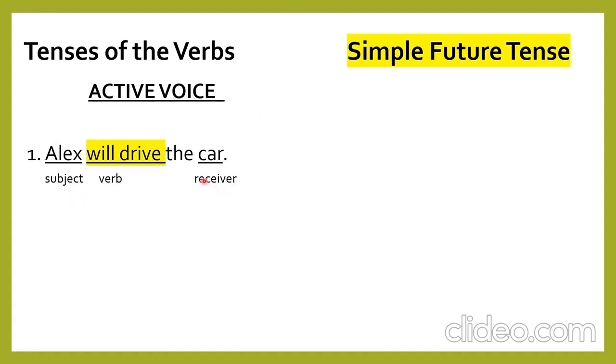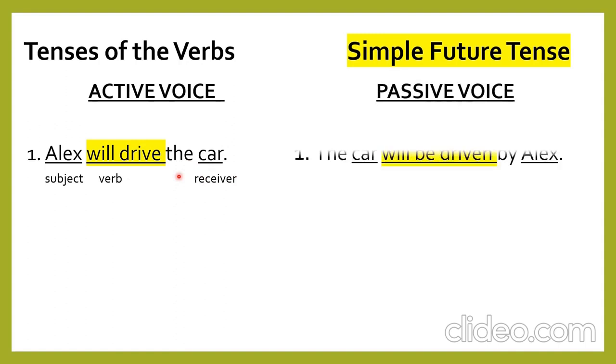Why is the car the receiver? Because car cannot definitely do the driving. Now, how do we transform it to passive voice? Look at this example. Alex, who is the doer and the subject in the active voice, will become the doer here. Okay? And then the verb will drive, which is in future tense, will become will be driven here. We added this auxiliary verb be, and then the drive, which is the main verb, is transformed into past participle driven.